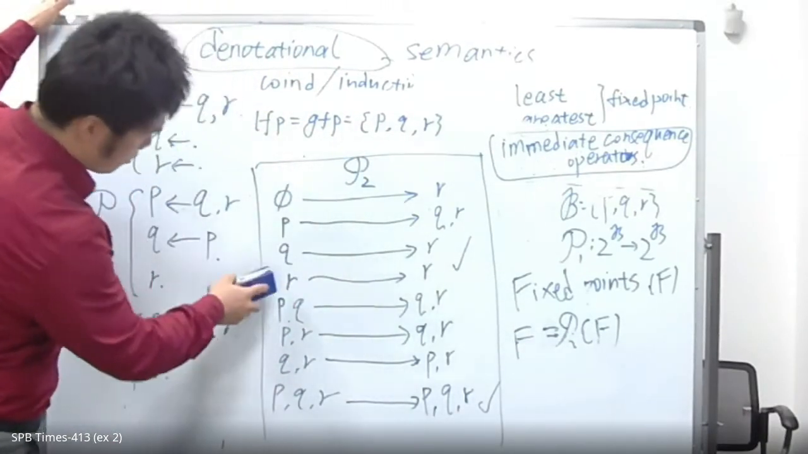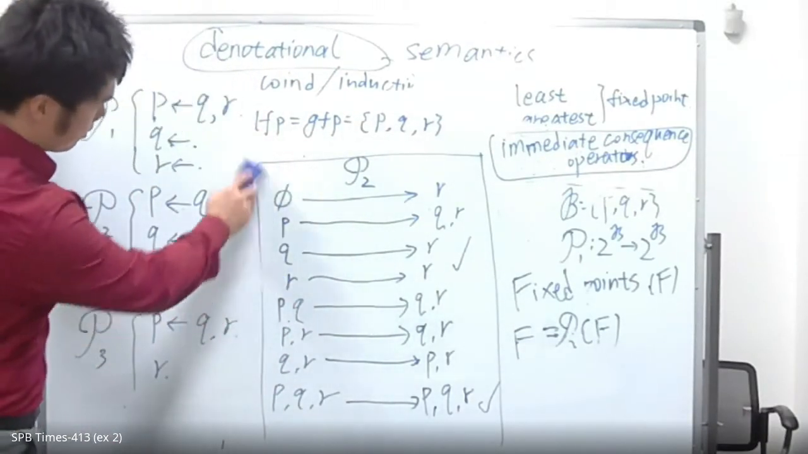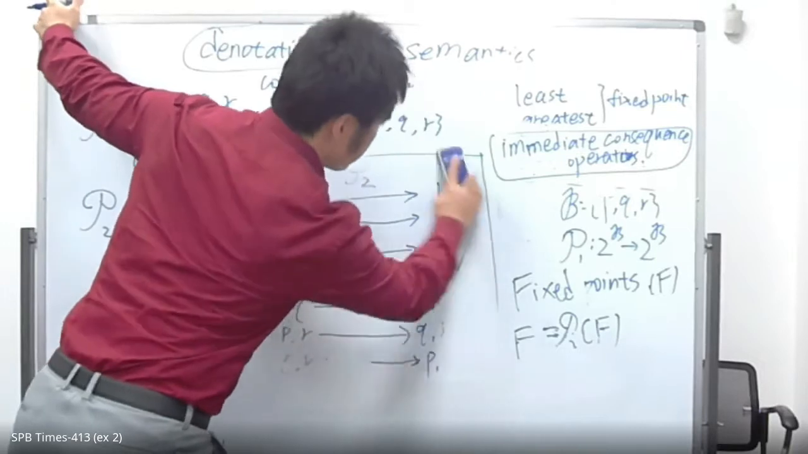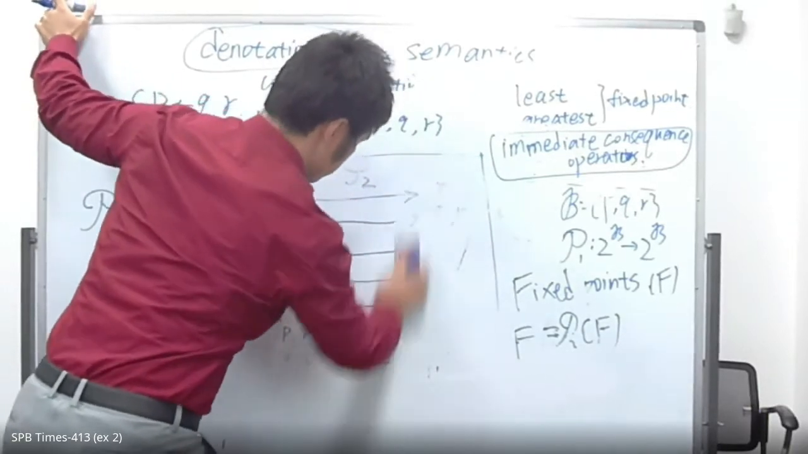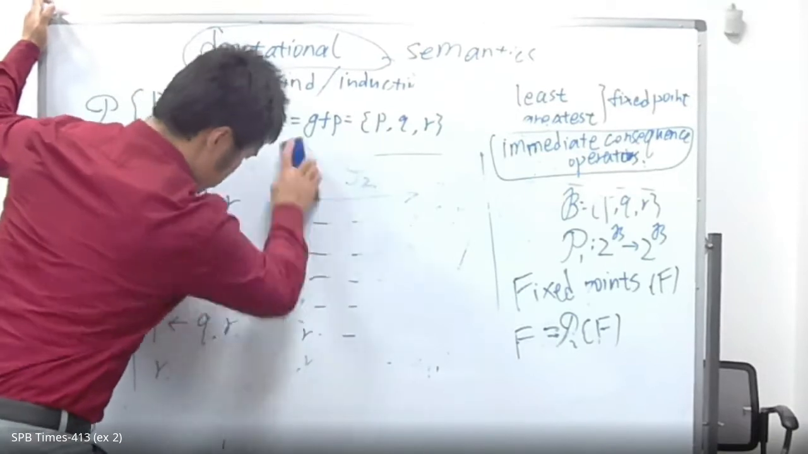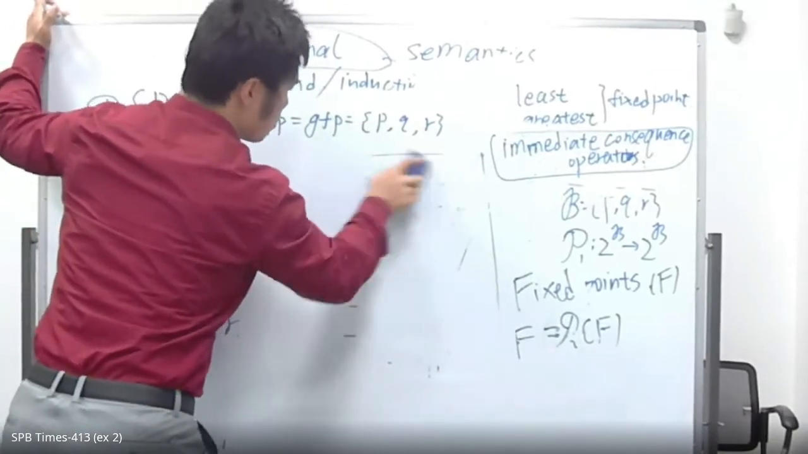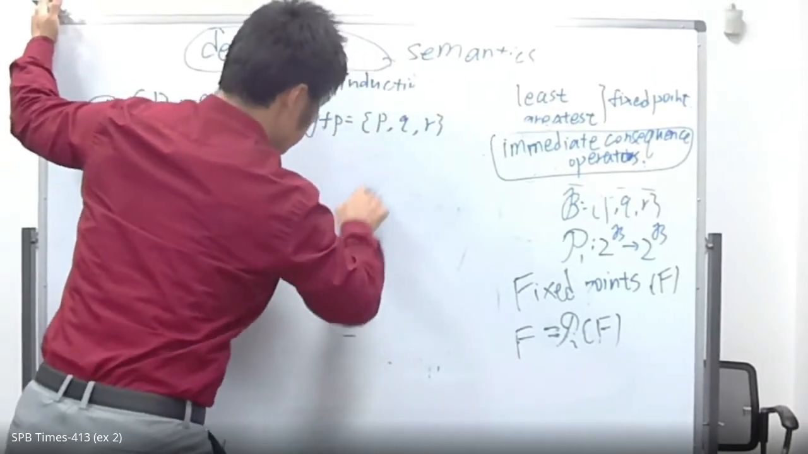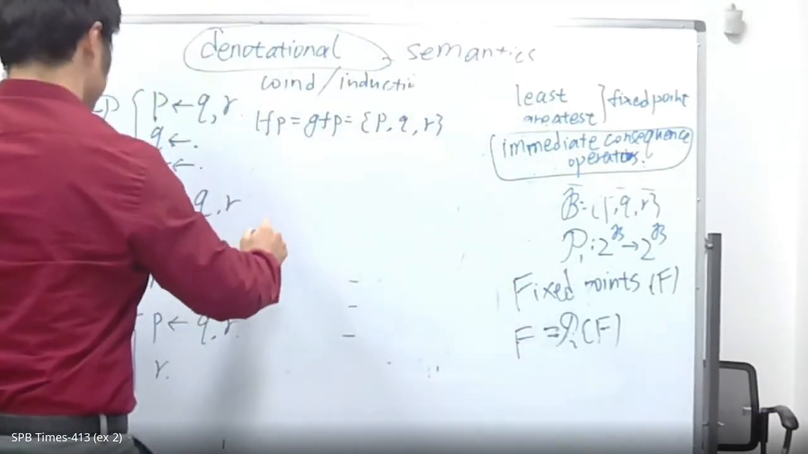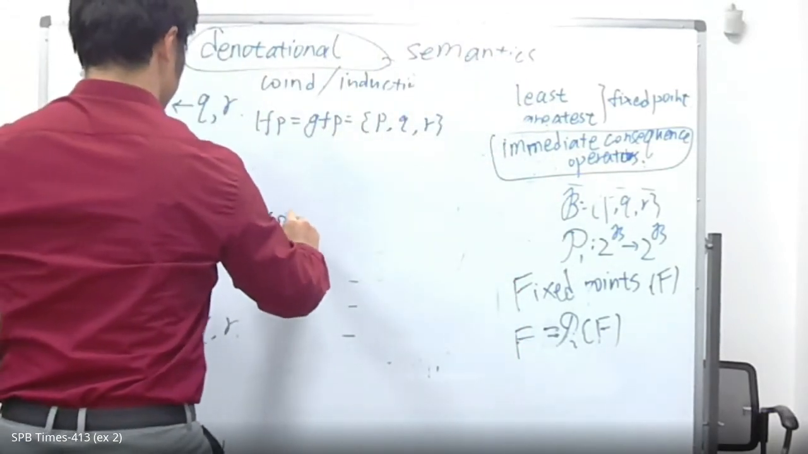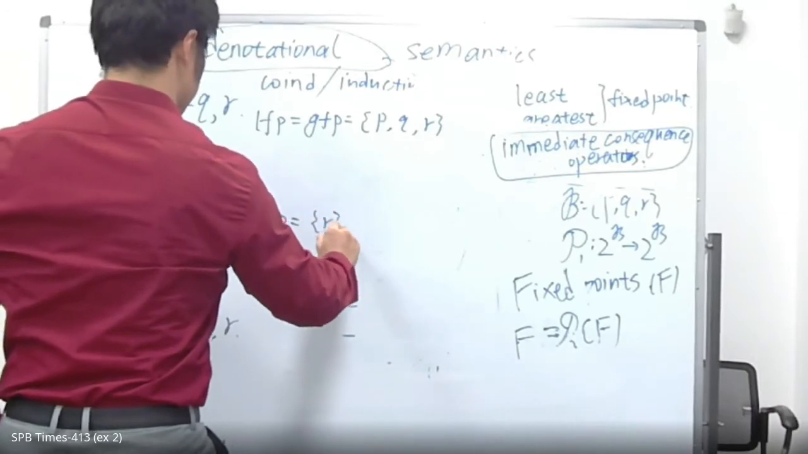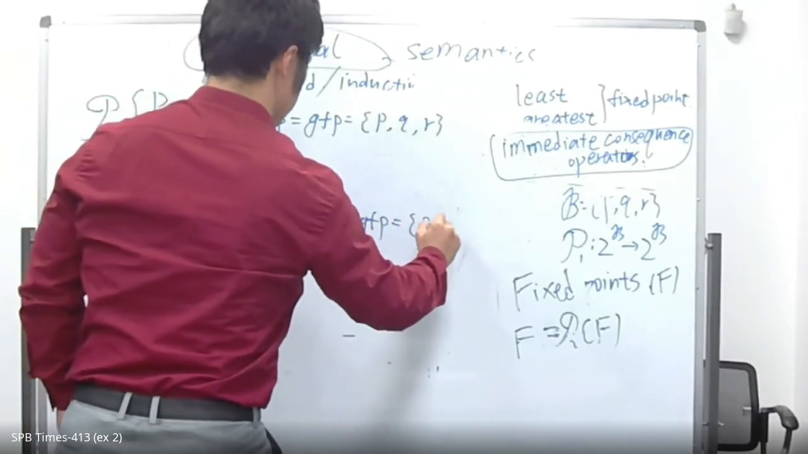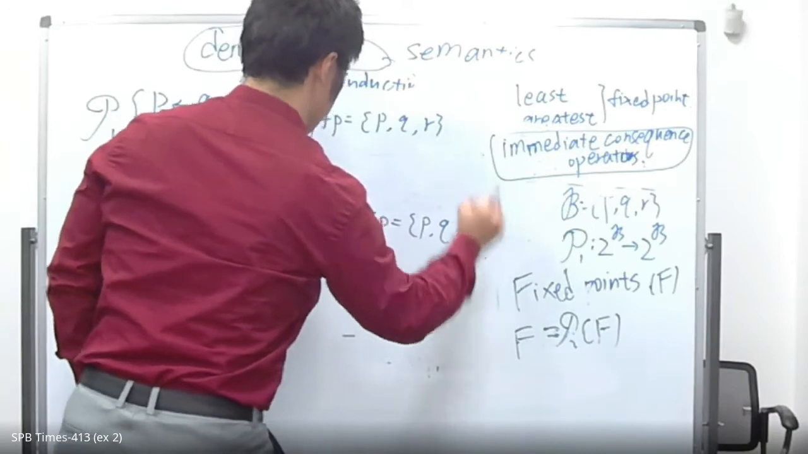If we examine the input-output pairs of the program P2, we find there are two fixed points. This is a fixed point, and this is a fixed point. All other input-output pairs are not fixed points. This fixed point is the singleton set that contains R, and that fixed point is the set that contains all of P, Q, and R. And this one contains that one. So R, the singleton set, is the least fixed point, and PQR is the greatest fixed point. So for program P2, the least fixed point equals the singleton set R, and the greatest fixed point equals the set P, Q, and R.